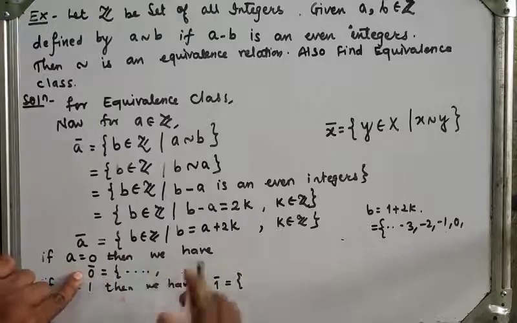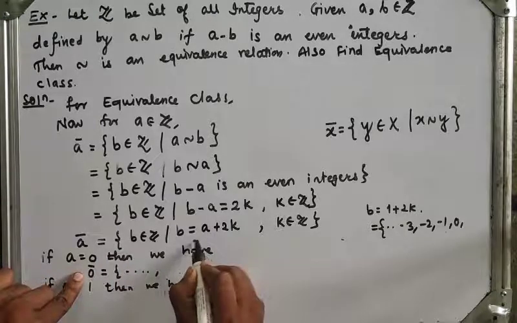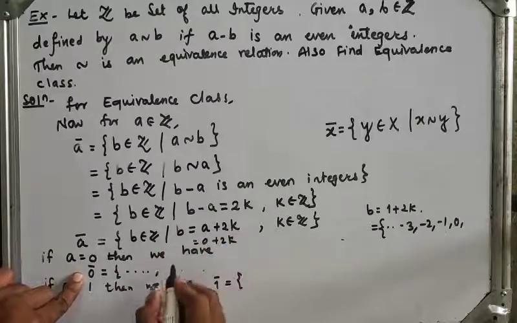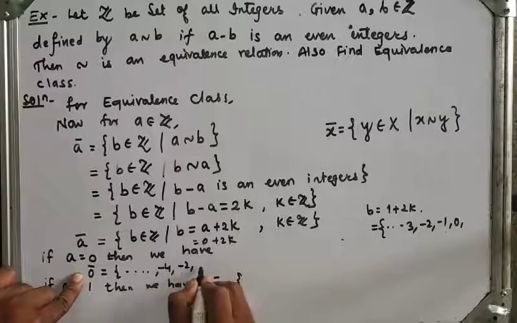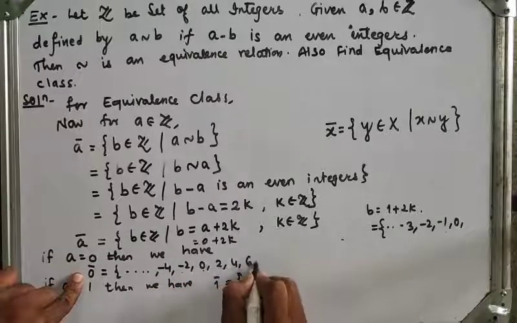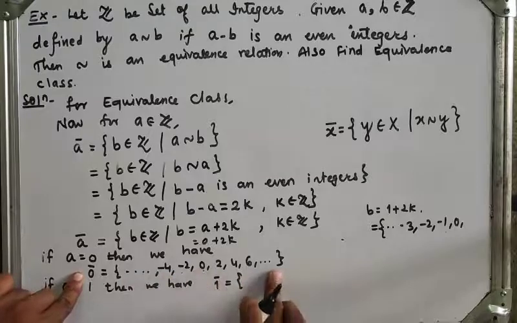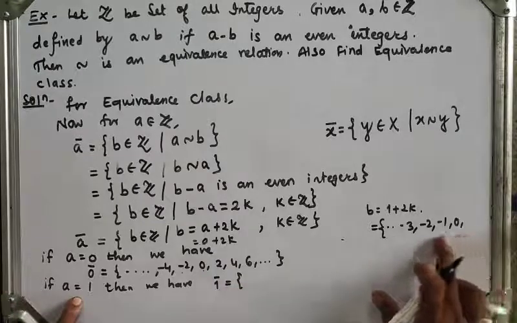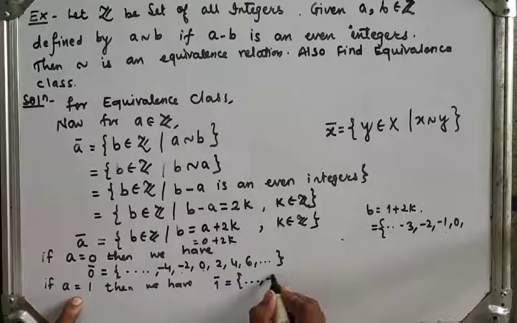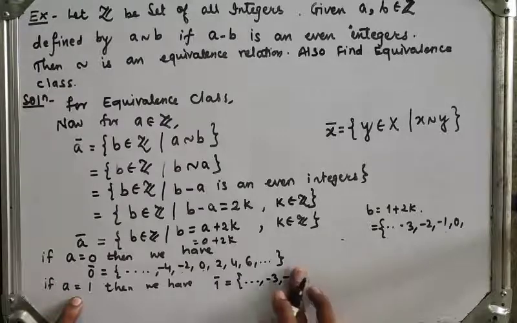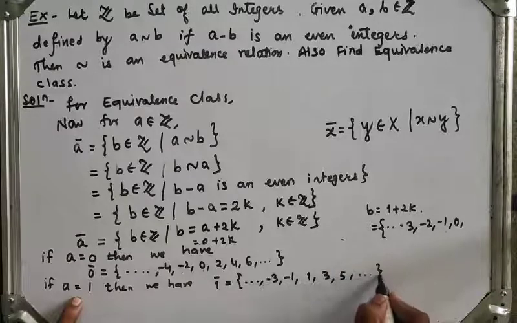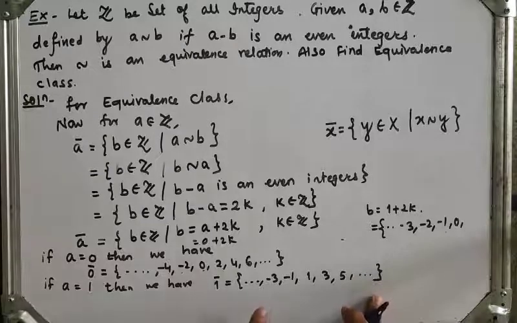here 0 bar is equal to, so here a is equal to 0 means a is equal to 0 plus 2k, so we only have even integers, which are minus 4, minus 2, 0, 2, 4, 6, and so on. This is the even integers. Now if a is equal to 1, then I get 1 bar is equal to the set of all odd integers, which are minus 3, minus 1, 1, 3, 5, and so on. This is the odd integers.